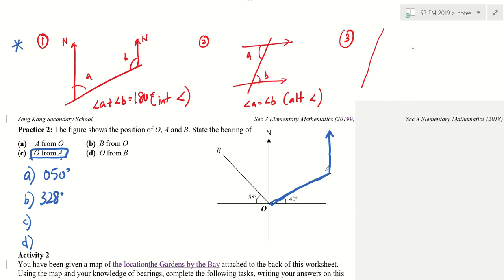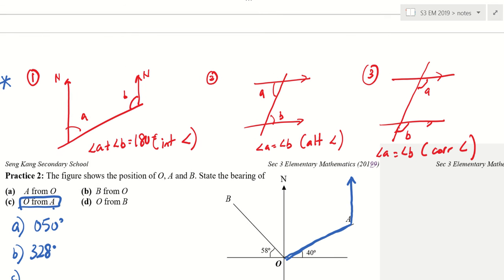Corresponding means I have the same angle. Let me just draw the same thing. But this angle is equals to this angle. So I say angle A is equals to angle B. This is your corresponding. Can you copy these three down? At least you have a head start. Later on, all the angle questions you can solve.